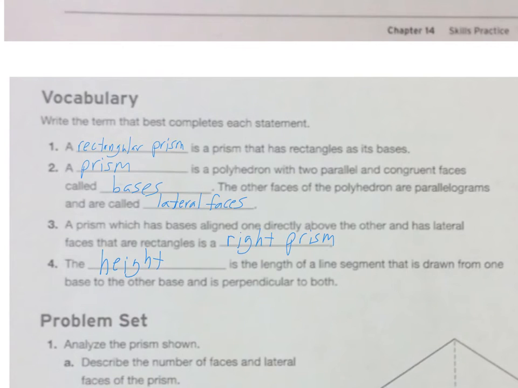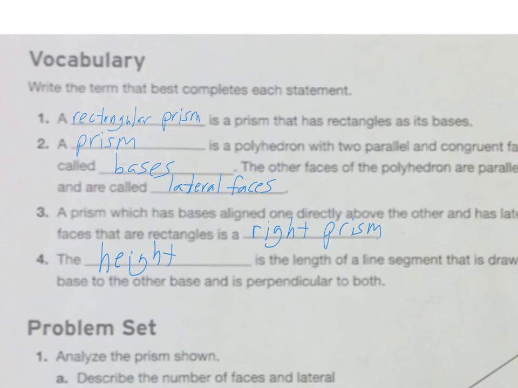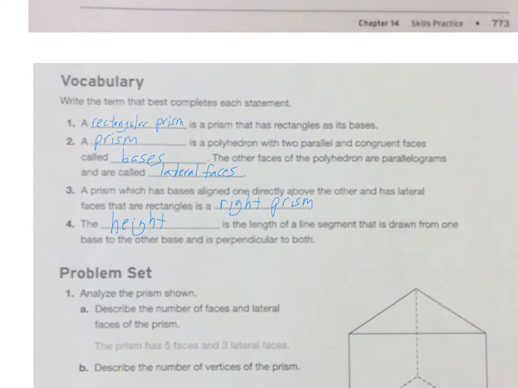Now to get a little more in depth with working with geometric solids, I want to go over a couple more words. A rectangular prism is a prism that has rectangles as its bases. So you're looking at a geometric solid where its bases are rectangles. A prism itself would be a polyhedron or geometric solid with two parallel congruent faces, so those polygons.